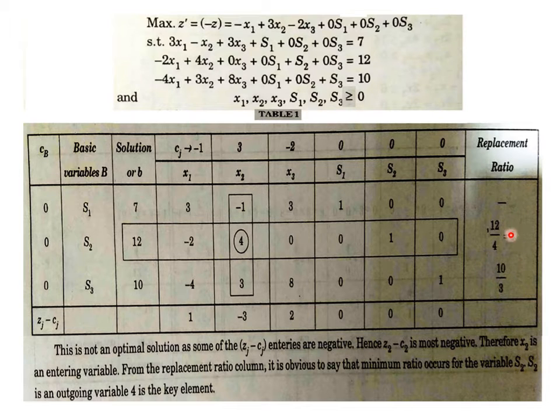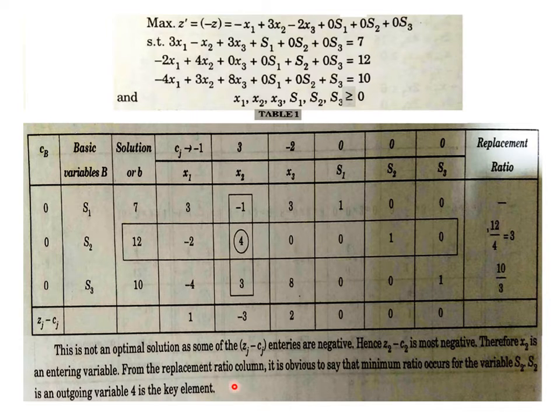So the minimum value of RR is 3, so the second row here is the key row, and it's obvious to say that the minimum ratio occurs for the variable S2, and S2 is outgoing. Why? Because in that second row, which is the key row, the one of the identity matrix is given for S2. So S2 will be the outgoing variable. So X2 will enter in place of S2. In the next table you will see S2 will be outgoing and X2 will be incoming. S1, S3 will remain in their places.